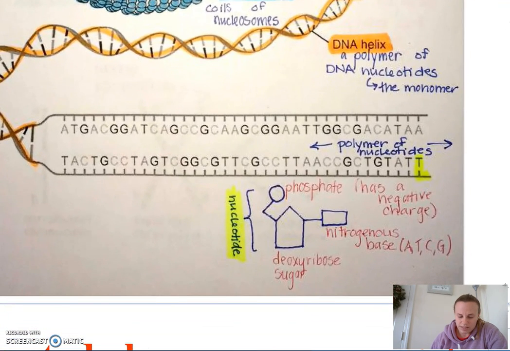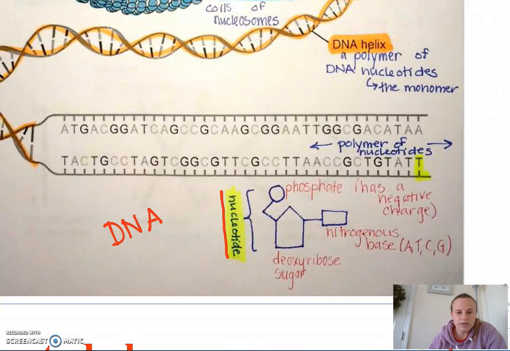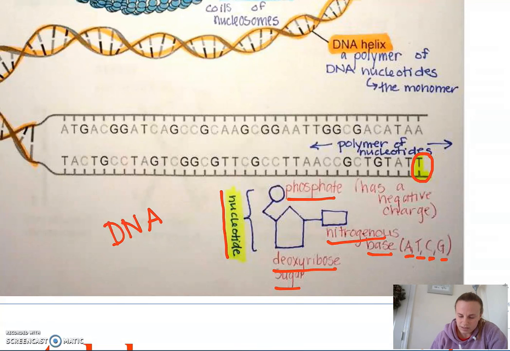Let's just remind ourselves that a nucleotide is the building block of DNA. And what does a nucleotide consist of? It consists of a phosphate, a nitrogenous base, and a deoxyribose sugar. Now those bases can be A's, T's, C's, or G's when we're talking about DNA. So the order of those nucleotide bases determines the genes.